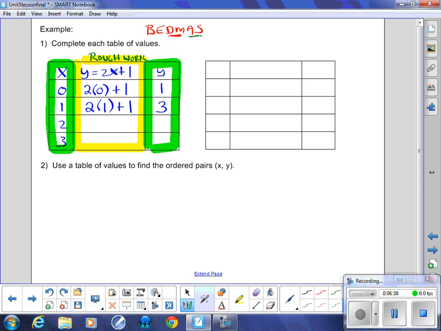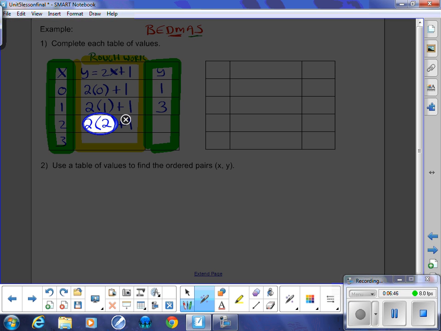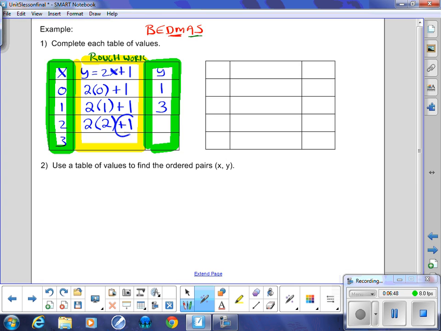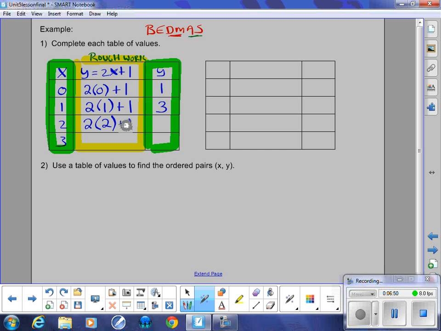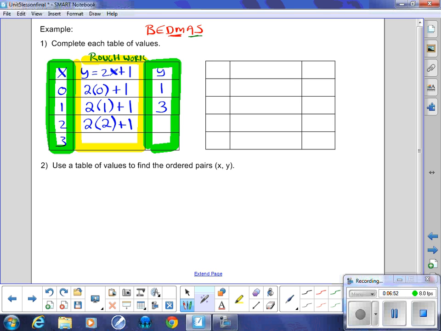On to the next one. The x value now is a 2. So I do my order of operations. 2 times 2 is 4. Plus 1 is 5.